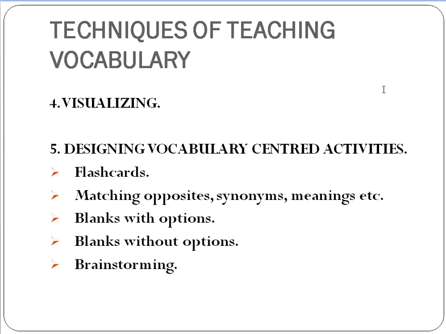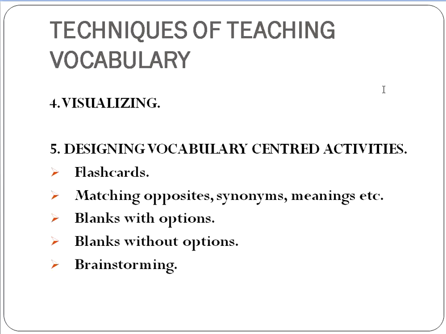Blanks with options. In this activity, as a teacher, you will give your students a sheet. On that particular sheet, there will be a passage, suppose, and then sentences. Among the sentences, there will be some blanks. And after that, you will give some options. From the options, the students will have to select the right word, and this is called blanks with options. Next one is blanks without options. It is the same thing, but here you cannot give your students the options. They will have to choose all these things by themselves.